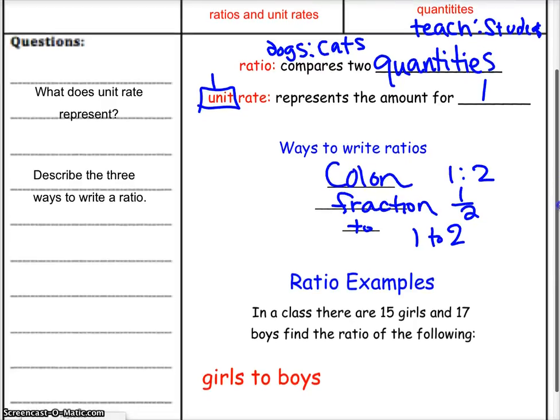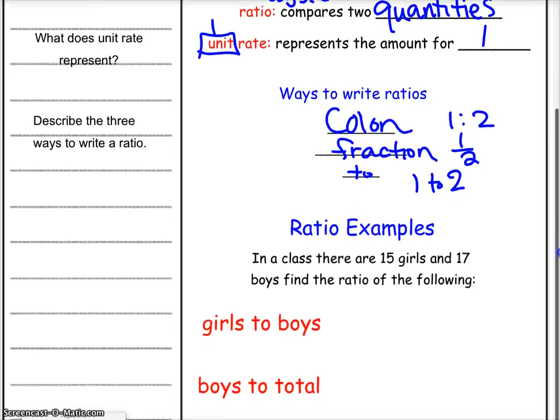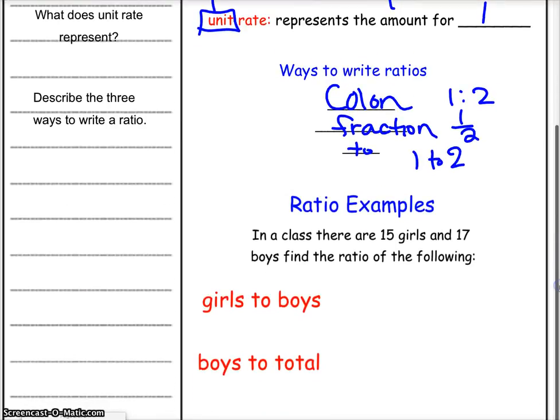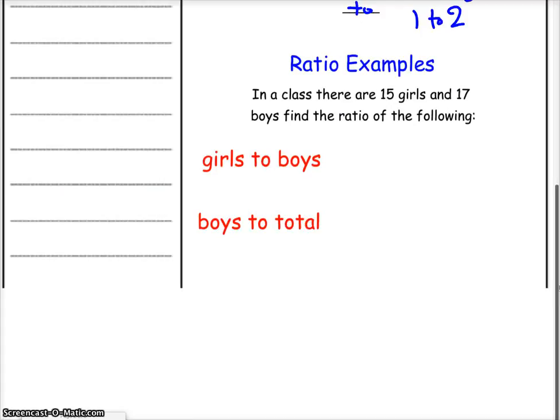Okay. So let's do some. In a class, there are 15 girls and 17 boys. Find the ratio of the following. Girls to boys. So how many girls? 15. How many boys? 17. 15 to 17, or 15 over 17, or 15:17. All the same thing. You always do what's first to what's second. First to second. That's how you do that.